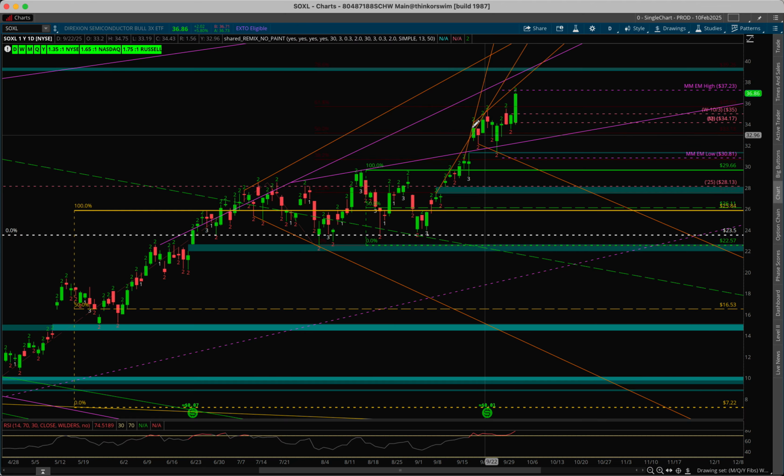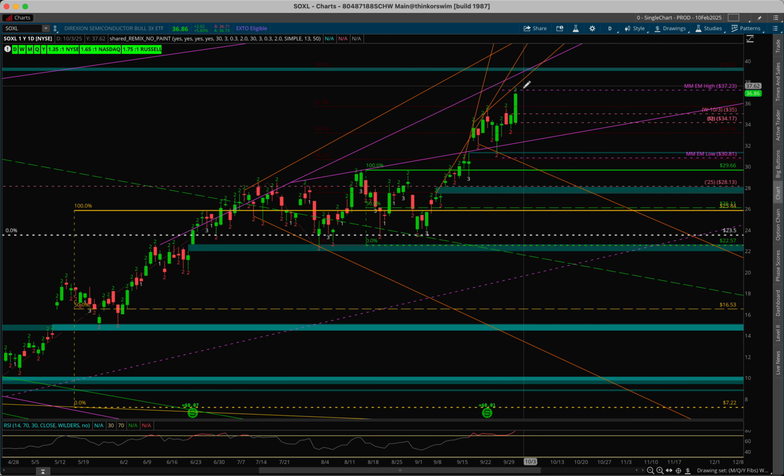We did get the broadening formation created. What was this? So this is Wednesday, Tuesday, Monday, Thursday. Thursday was that low. Almost filled the gap, but didn't quite fill it. That created the lower broadening formation from the day perspective, and we've gone back up towards the upper broadening formation from the day perspective, right there with the market maker's expected move high.